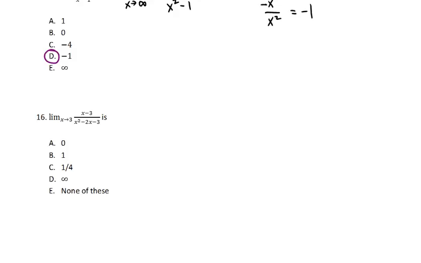In problem number 16, we're looking for the limit as x approaches 3 of (x minus 3) over (x squared minus 2x minus 3). And this is just your typical factor and cancel. The denominator factors to be (x minus 3) times (x plus 1). The x minus 3 factors in the numerator and denominator cancel, leaving us with a 1 in the numerator, producing a removable discontinuity at x equals 3.